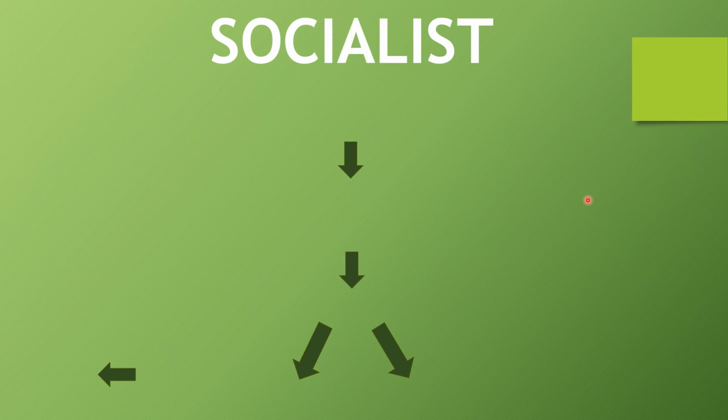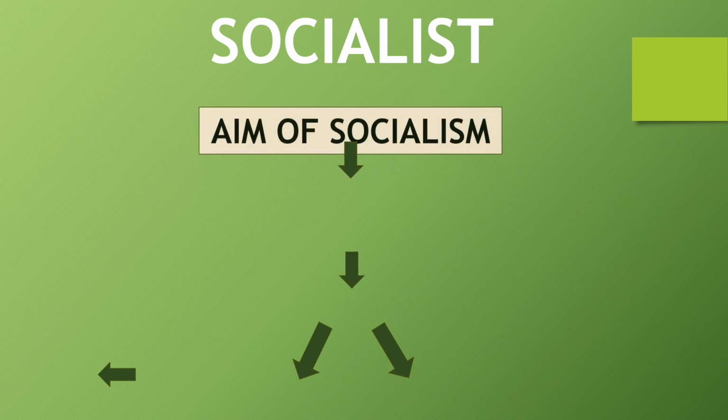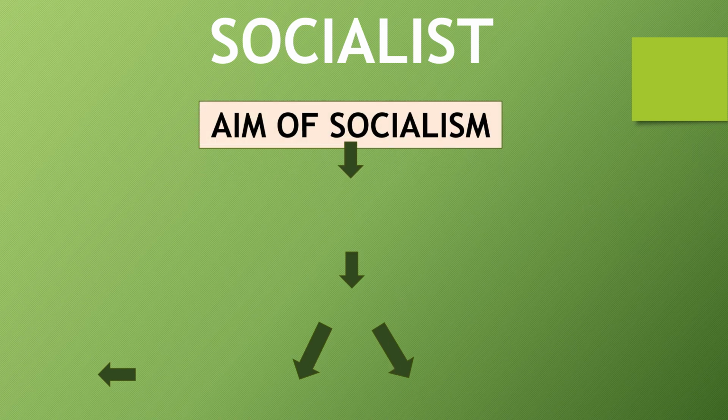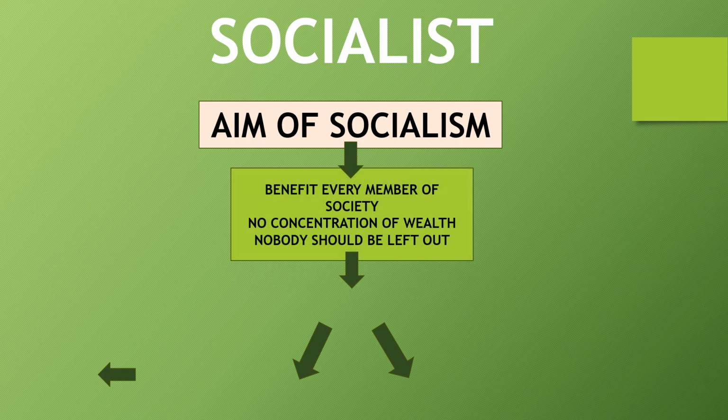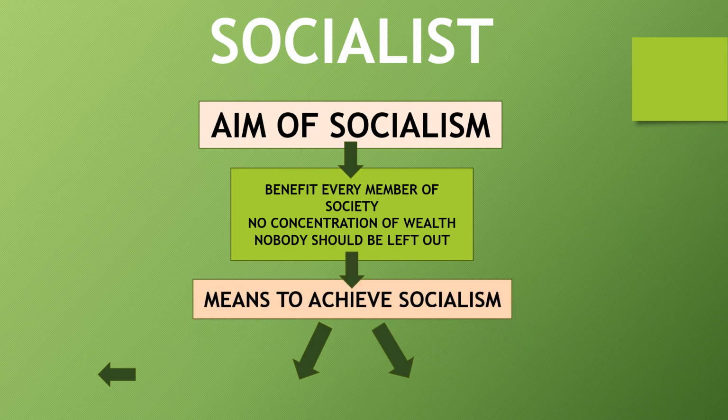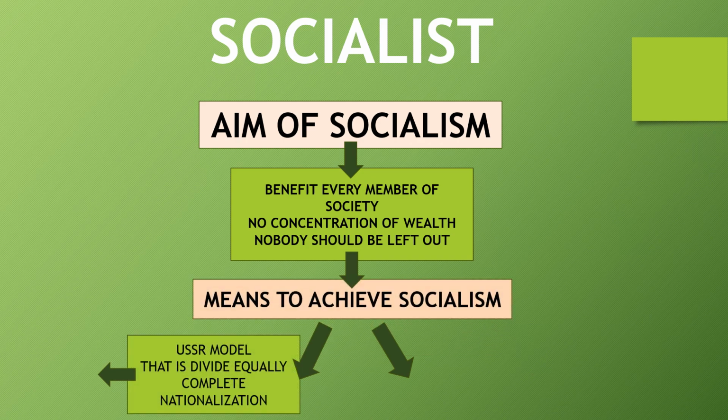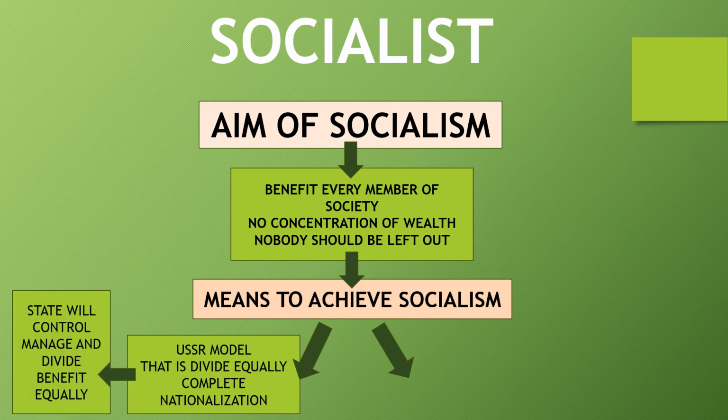Now the second keyword is socialist. This is one of the most confused keywords. So let me explain what is socialism. The aim of socialism is to benefit every member of the society, and there should not be any concentration of wealth and nobody should be left out. And there are two means to achieve it. First one is USSR model, that is divide equally each resource in our society, that is complete nationalization. Here the state will control, manage and divide benefit equally.